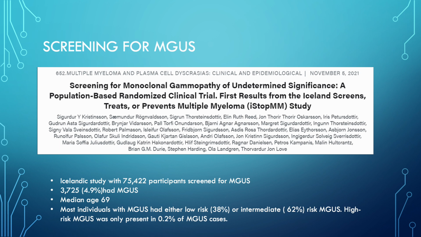The median age of individuals when MGUS was discovered was 69. Most individuals with MGUS had either low risk, that's 38%, or intermediate risk MGUS. High risk MGUS was only 0.2% of the MGUS cases that we see. So the progression rate, as told by this study, for people with high risk MGUS is way less, which is quite low.